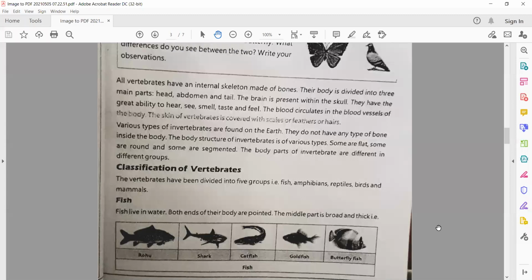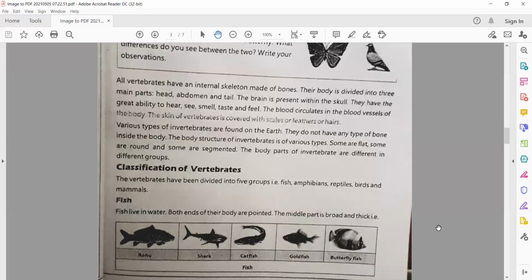Vertebrates have been divided into 5 groups. For example, fish, amphibians, reptiles, birds, and mammals. Let me start from the fish. अब फिश के बारे में कुछ क्लासिफिकेशन ऑफ वर्टिब्रेट्स के बारे में इंफॉर्मेशन है कि फिश दे आर मोस्टली कूल ब्लडेड एनिमल्स. Cool blooded animals means they do not have a constant body temperature. Because of this reason, they cannot survive in extreme temperature.